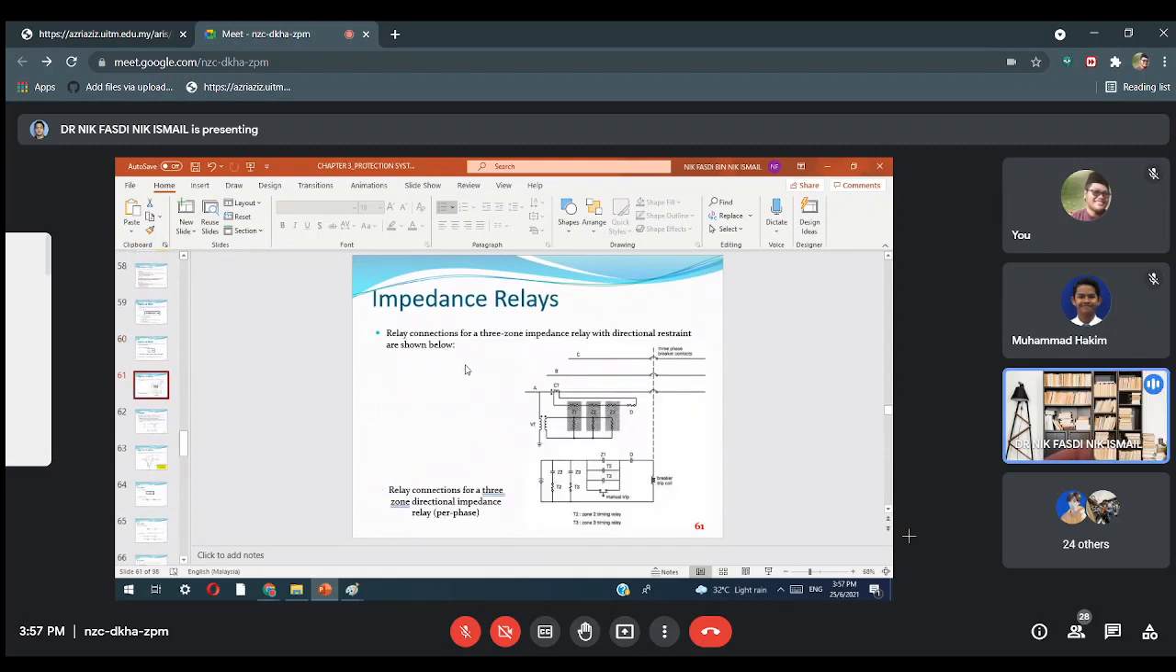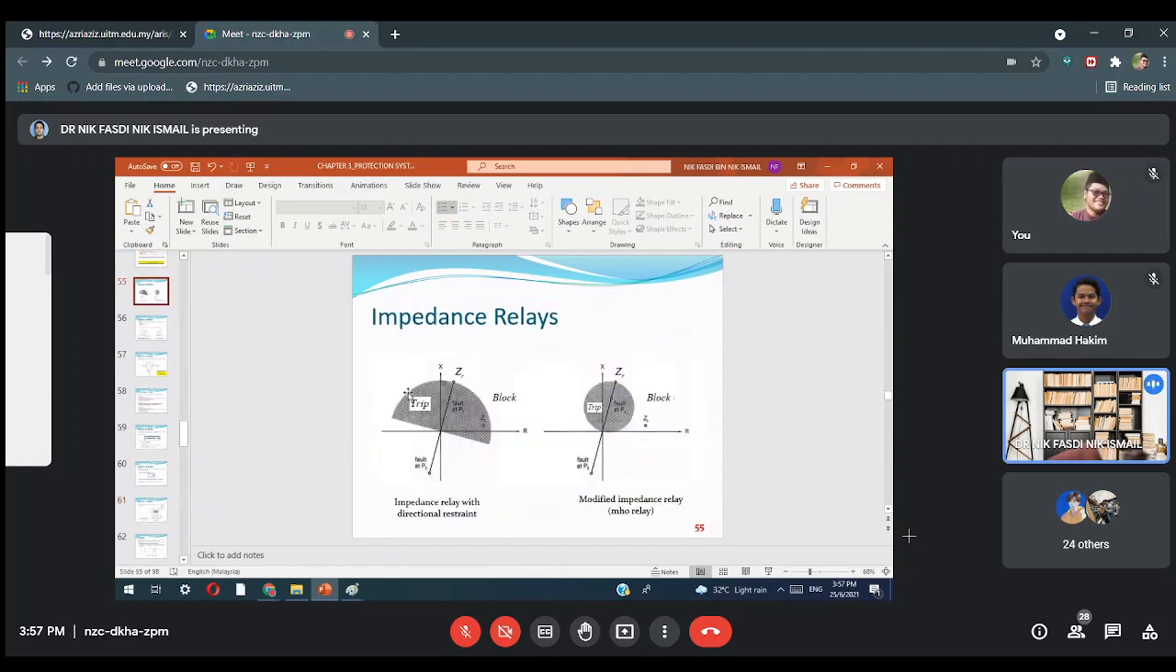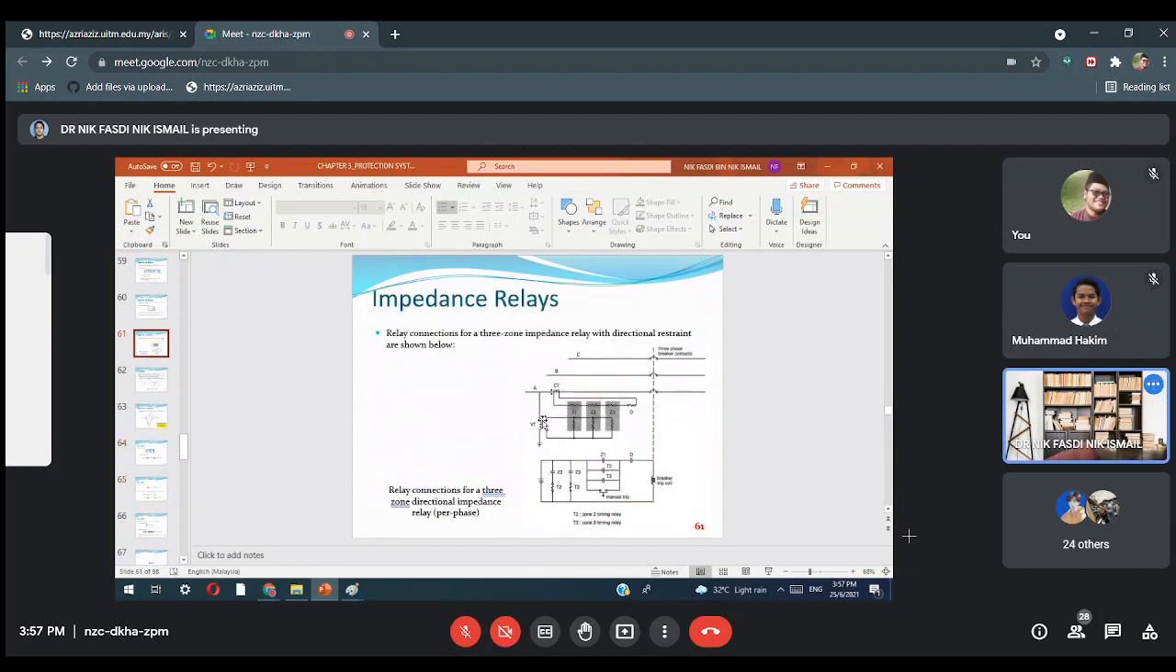Okay, impedance relay connection of 3 zone impedance relay with directional restraint are shown below. So this is the relay with directional restraint. That means the first one. Which one? This one. Okay, we do not discuss the other relay; we discuss more on this one with directional restraint. Okay, not this one. Right. Okay, relay connection for three-phase, three-zone directional impedance. So this is for the three zones, zone 1, zone 2, zone 3. So we put in series here, yes.